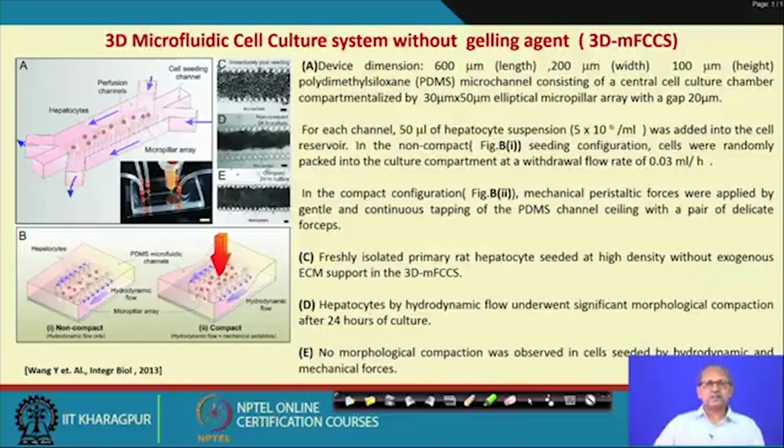Another system is a 3D microfluidic cell culture without using gels. Here this is the fluidic chamber, and inside the fluidic chamber there are micropillars, compartmentalized by a 30 micrometer, 50 micrometer elliptical micropillar array with a gap of 20 micrometer. Cells are seeded here at a high density, around 10 to the power 5 per ml. Then you are perfusing the media through the two side channels, by which the cells get the nutrition, and that can be done in a non-compact way and a compact way. The cells form totally 3D structures, and it is mimicking how liver cells grow in lobule form.